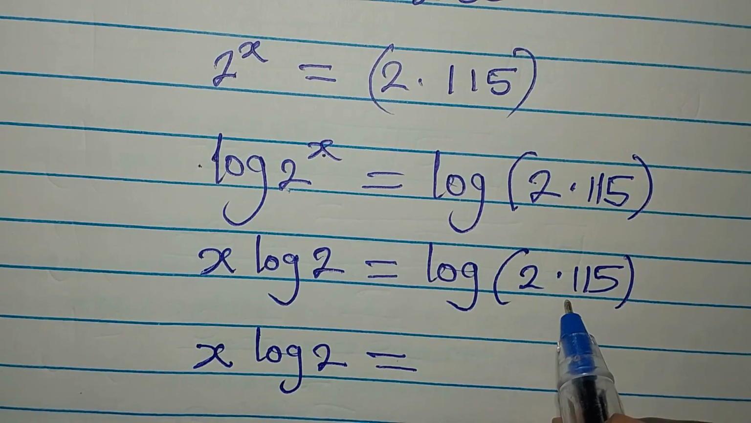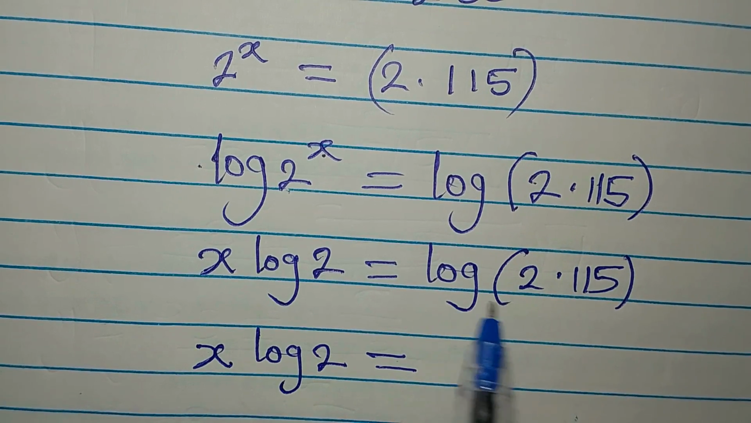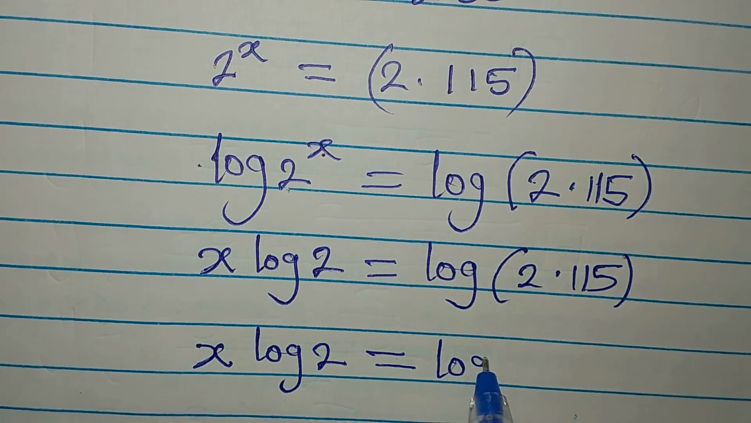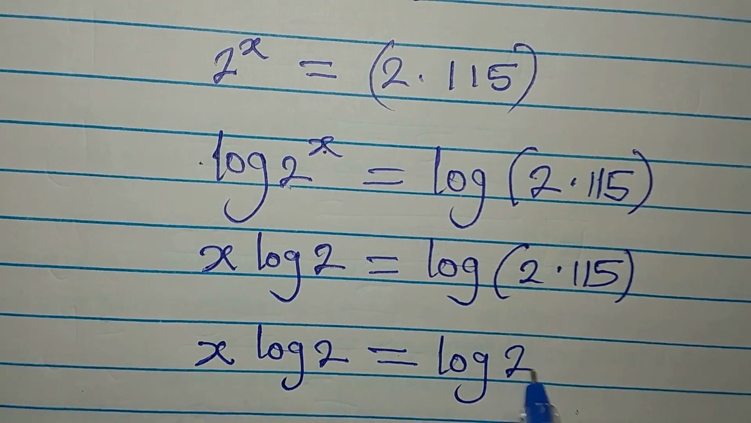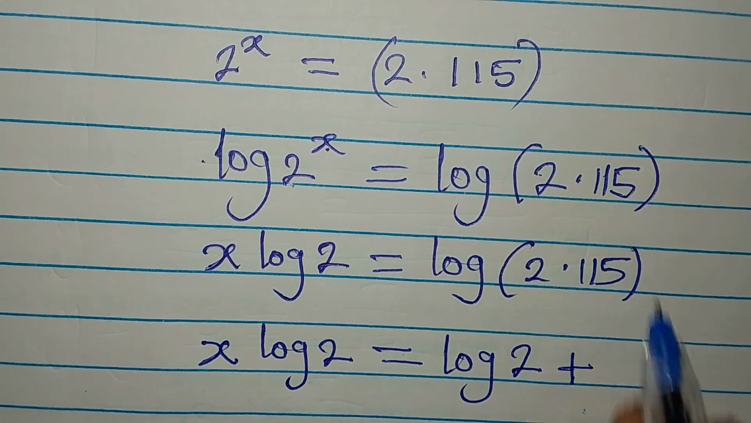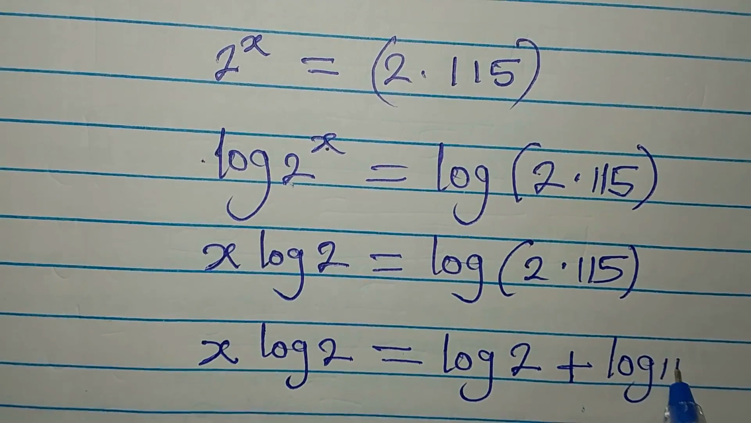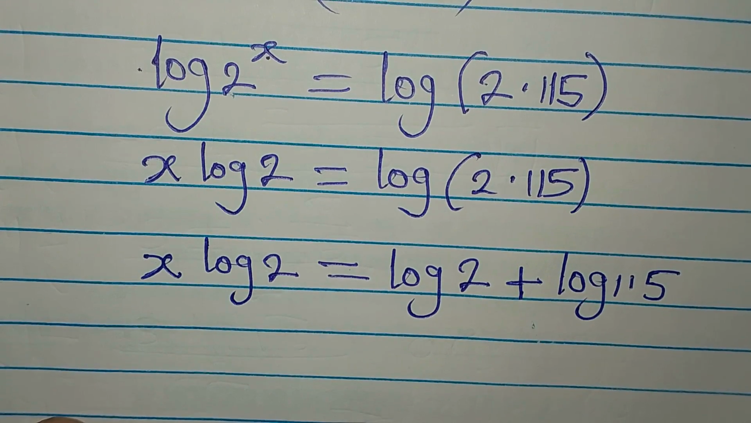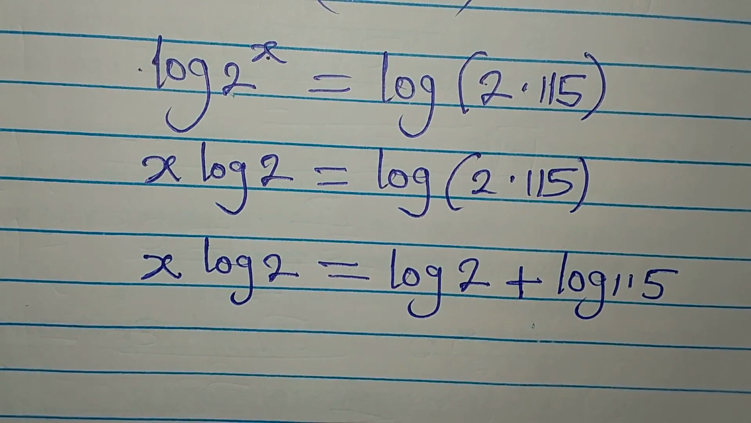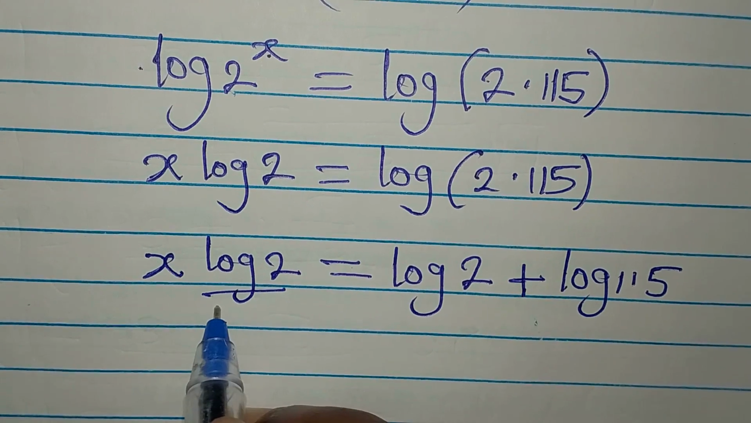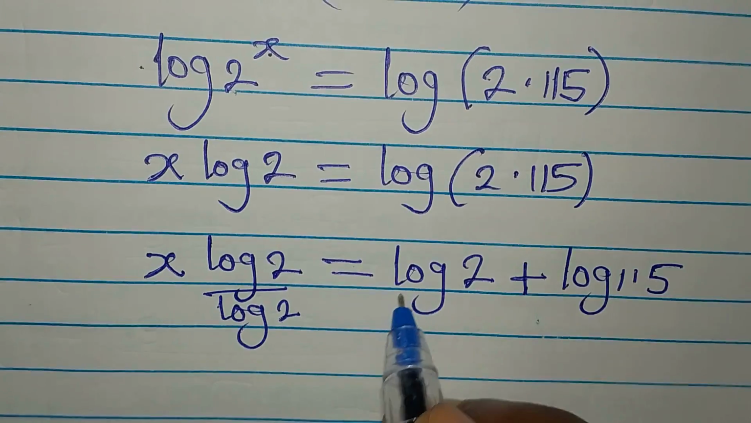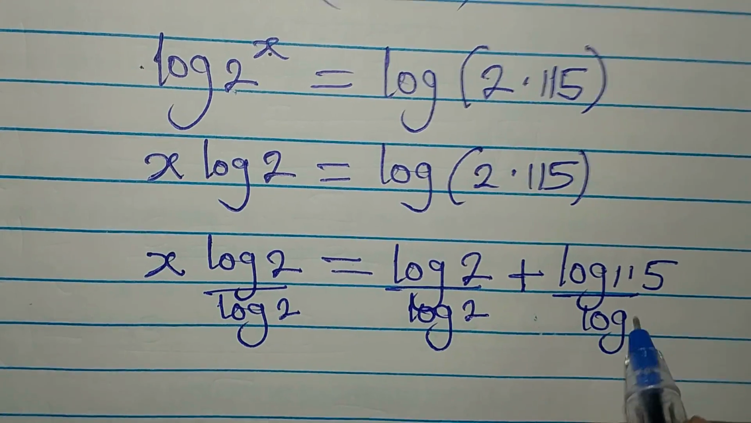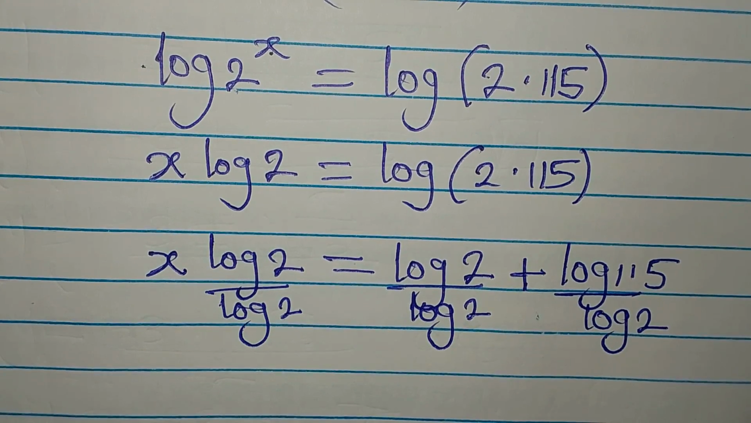Here we are going to apply the product rule of logarithm, that if you're multiplying like this, it's the same as log 2 plus log 115. Now I'm looking for the value of x, so I can simply divide this by log 2, divide this by log 2, and this will also be divided by log 2.